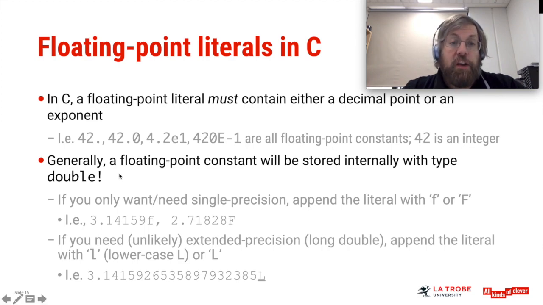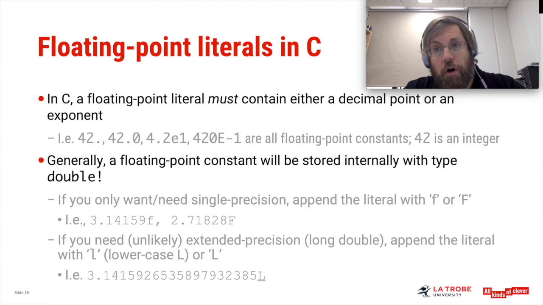And generally, a floating point constant will be stored internally with type double. So if you really want it to be single precision, if you really want a float, you append the literal with F or capital F. So 3.14159F gives you a floating point number, a float, not a double. If you really need, you probably don't, but if you need extended precision, if you need it as a long double, append the literal with L, either a lowercase or a capital L. So 3.1415926535897932385L will give you the representation of pi as a long double.